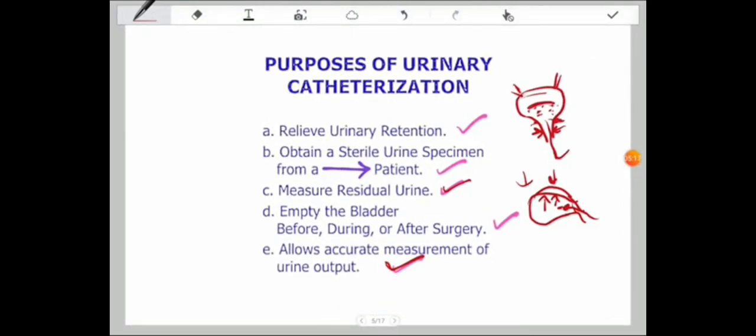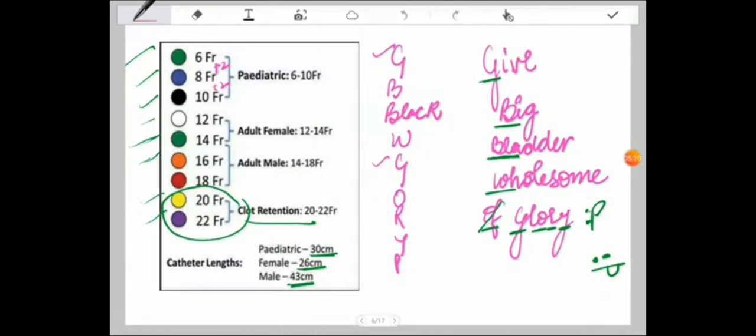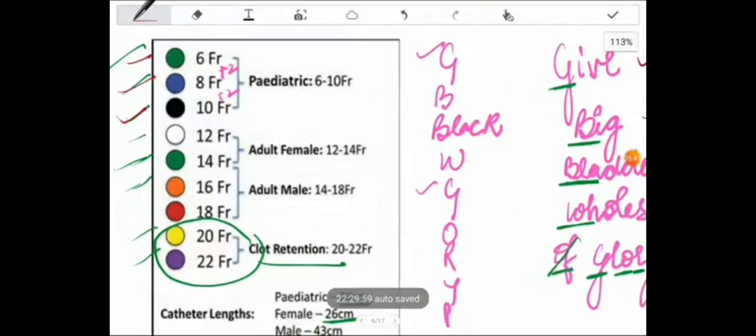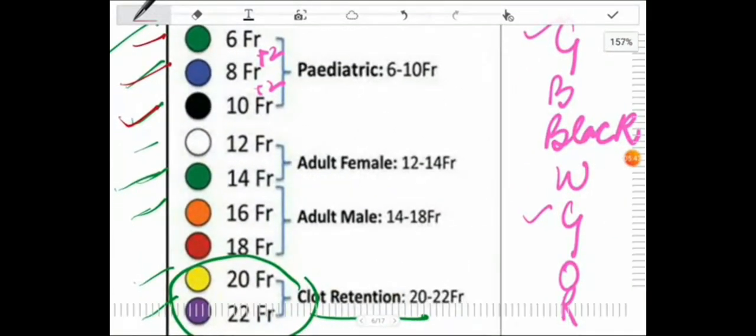So next we'll be discussing the sizes, the color coding, and the trick I use to remember the colors in sequence. So the trick is: give big bladder wholesome of glory. I have arranged this according to the color coding, that is green, blue, black, green, blue, black.